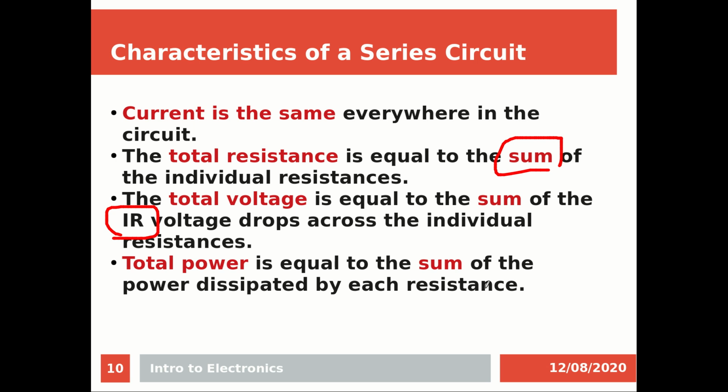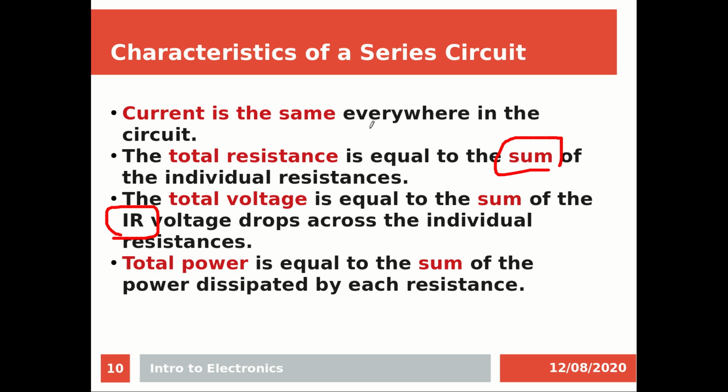So I calculate the IR in each resistance and sum all of them to calculate the total voltage. I calculate the power as we saw in the previous lectures, and then sum all of them to calculate the total power, okay. However, the resistance and the voltage you just sum. Here, in the current, it is the same.